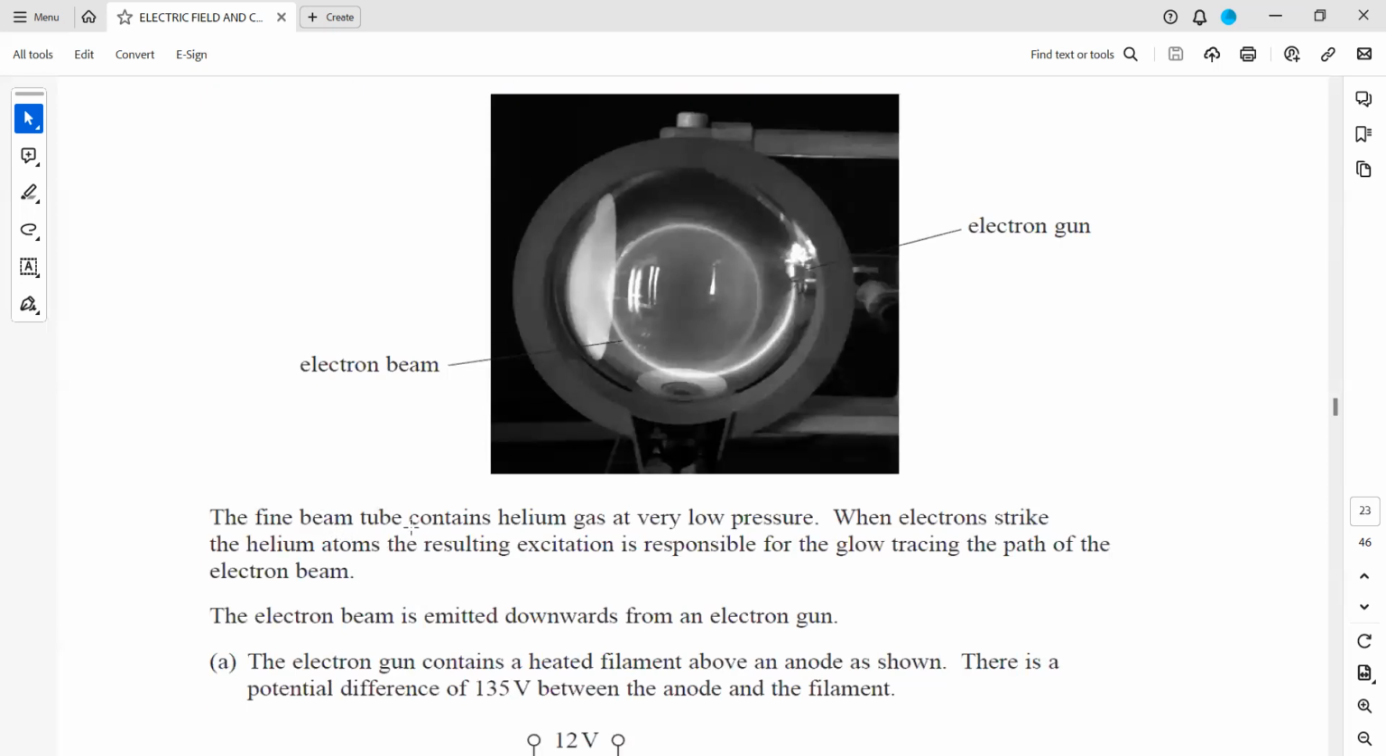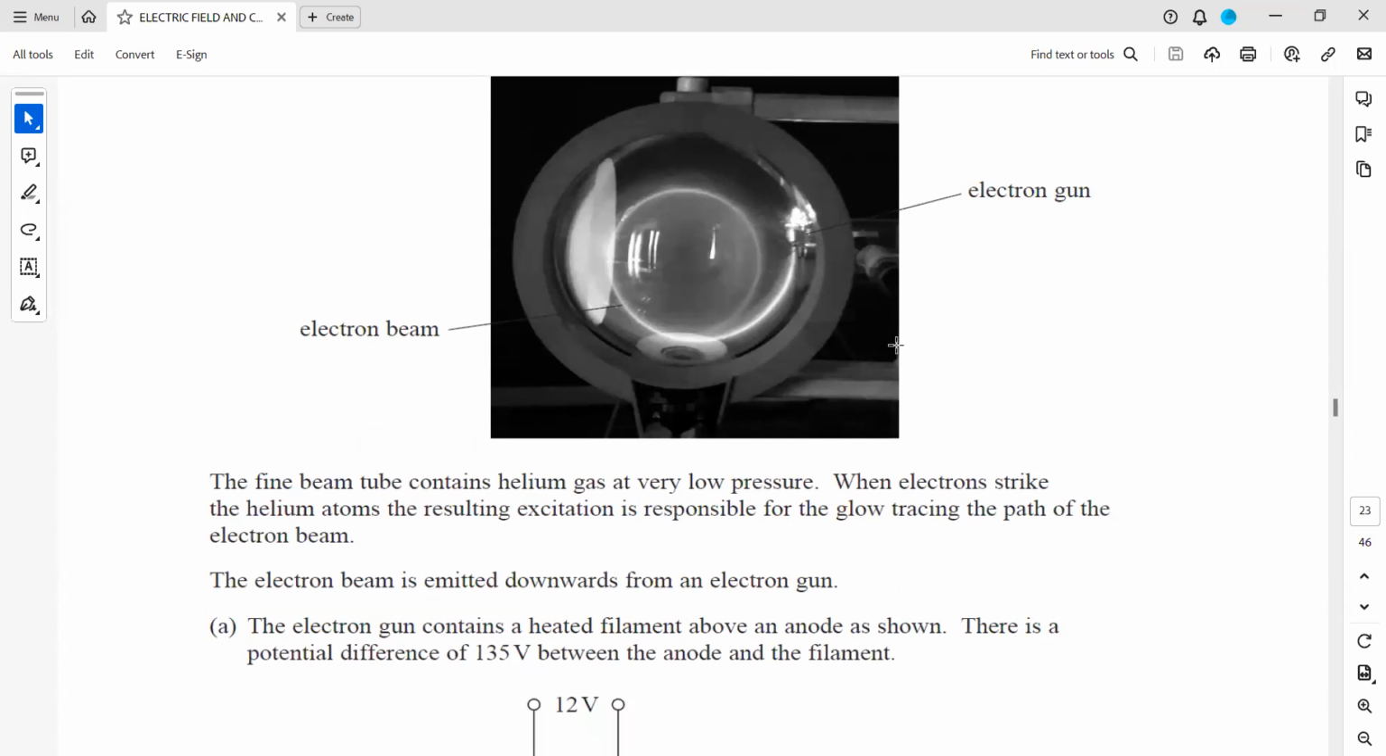The fine tube contains helium gas. It is at a very low pressure. When electrons strike the helium atom, the resulting excitation is responsible for a glow trace of the path. As you can see, there's a glow trace here. And the electron beam is emitted downward from an electron gun. So the electron gun is emitting them downward.